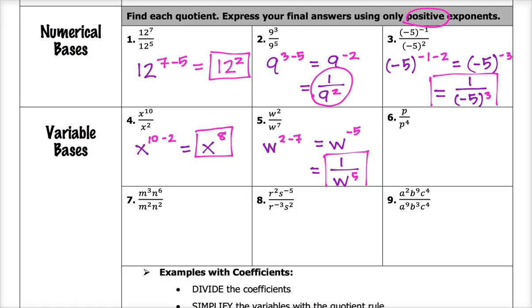Number 6, we have p over p to the 4th. So the base p we keep. Our top exponent is a 1, so this is 1 subtract 4. And this becomes p to the negative 3rd power. Again, negative exponents we rewrite using our negative exponent rule. So this is 1 over p to the positive 3rd power.